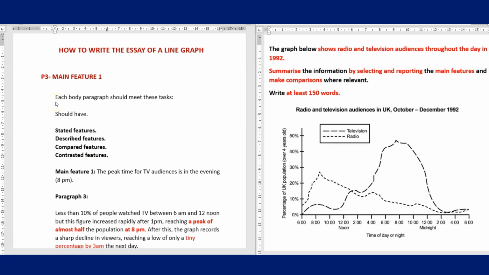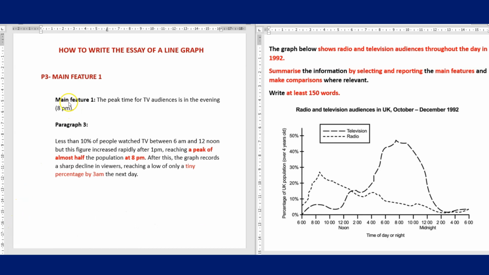So when you are looking at a main feature, you should have a stated feature. The feature should be described. There should be compared features in it, and there should be contrasted features. Whether comparing or contrasting, it has to be within that particular paragraph. So within one paragraph, you should be able to state the features and show the points that you are stating. You should have evidence for them, describing them properly. That means you are reporting it. You should make comparison within that same paragraph, and if there is any contrast or compare, you should be able to do it within that particular paragraph.